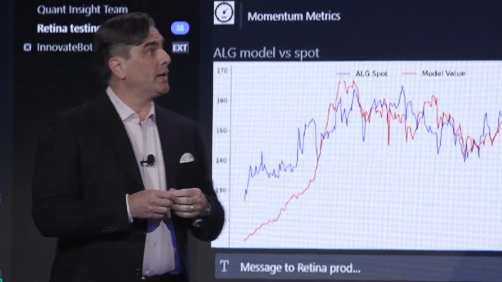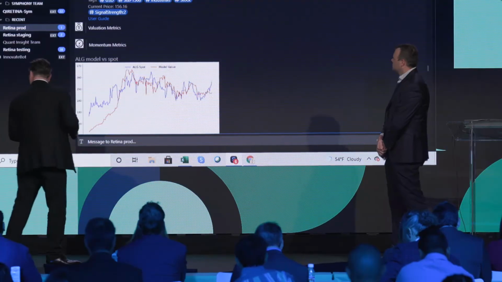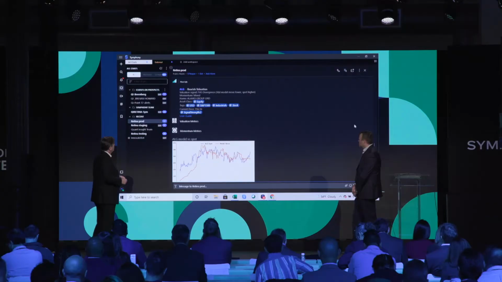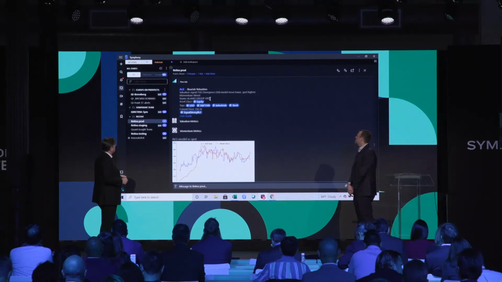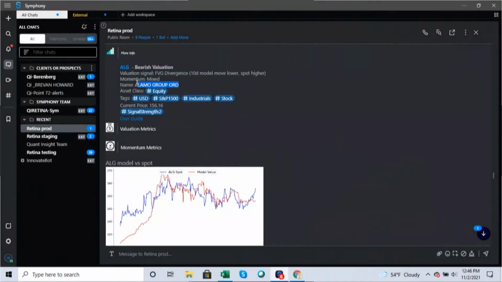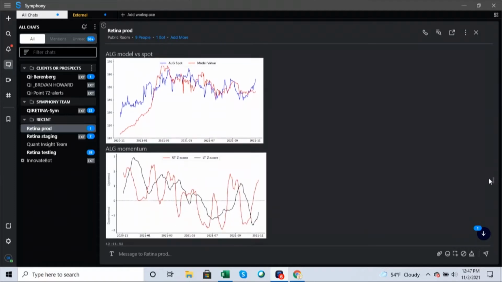And so what I will do now, if you pardon my back for a second, is show you an example of one such alert. This is Alamo Group, which is an S&P industrial stock. For each of these alerts, you're going to get two charts. Yes, thank you, Simon.